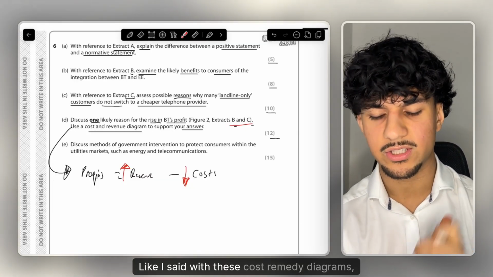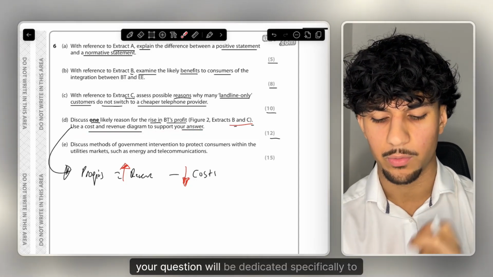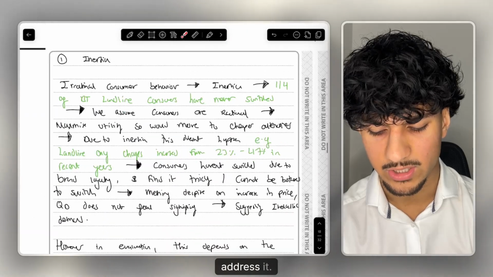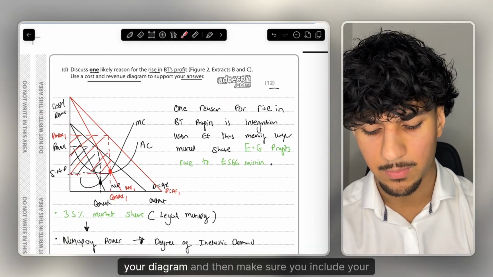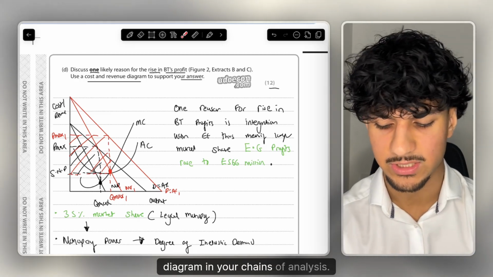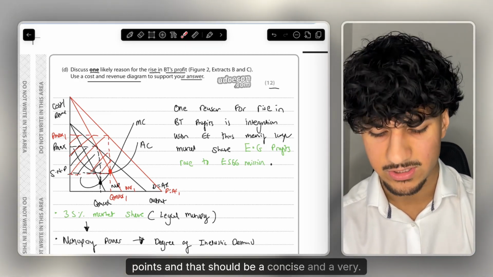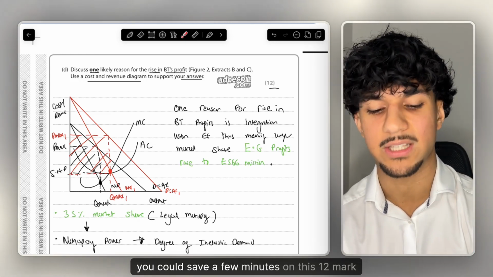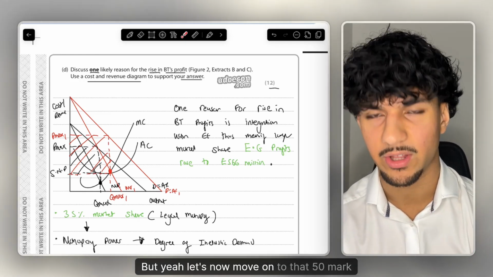Like I said, with these cost revenue diagrams, if the question explicitly mentions it, a lot of the marks will be dedicated specifically to that diagram. So make sure you address it well, you don't make any mistakes with your diagram, and you include the diagram in your chains of analysis. Short chain of analysis needed, a few evaluation points, and that should be concise, and you could actually save a few minutes on this 12-mark question and then use that towards your 15-mark question. But yeah, let's now move on to that 15-mark question.